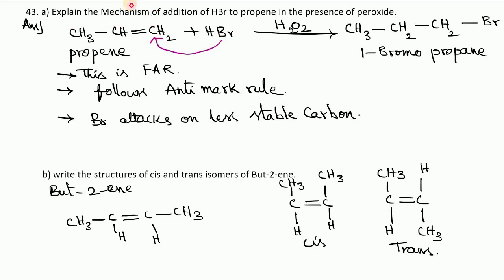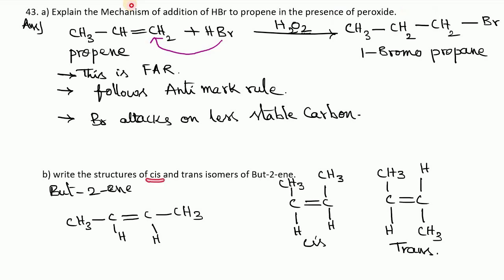The most stable carbocation is secondary, but here in presence of peroxides, bromine will attack the less stable, that is primary. Primary is less stable, secondary is more stable. So the hydrogen will attack the other carbon. This is FAR, free radical addition reaction. It follows the anti-Markovnikov rule. Bromine attacks the less stable position and gives you 1-bromopropane. This is the first carbon, second carbon, third carbon.